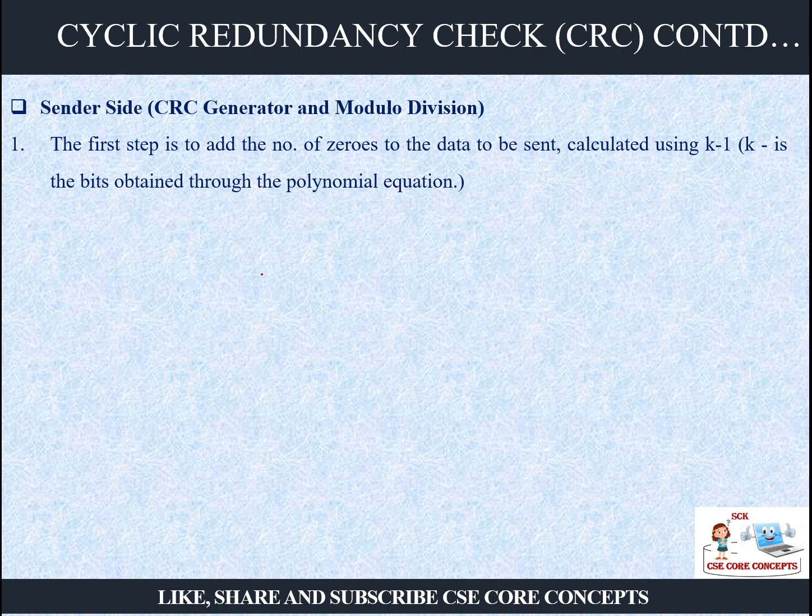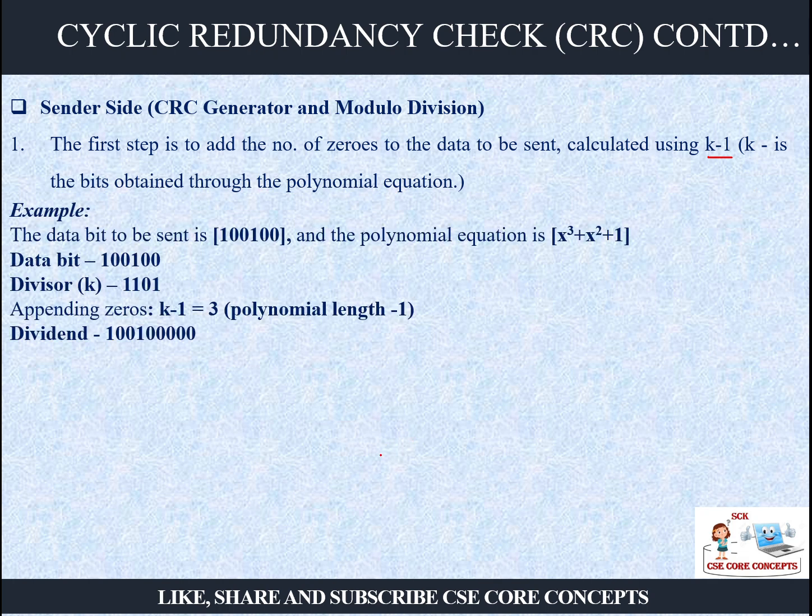So the first step is to add the number of zeros to the data to be sent using k minus 1. What is k? K is the number of bits you obtain through the polynomial equation. Let us assume that this is the data which is to be sent and this is the polynomial equation which I have to consider. X cube plus x square plus 1. So if I want to convert this into binary, it will be 1. There is no term of x raised to the power 1, so it will be 0. Then 1 and 1 for x square and x cube.